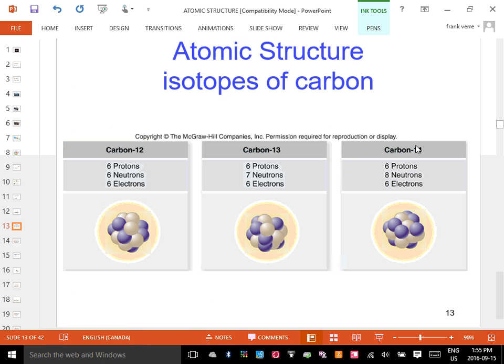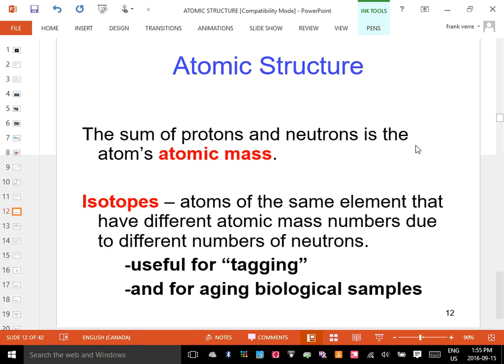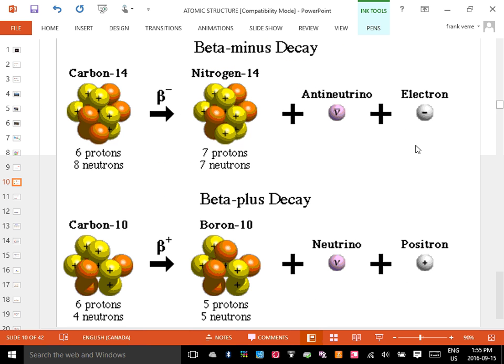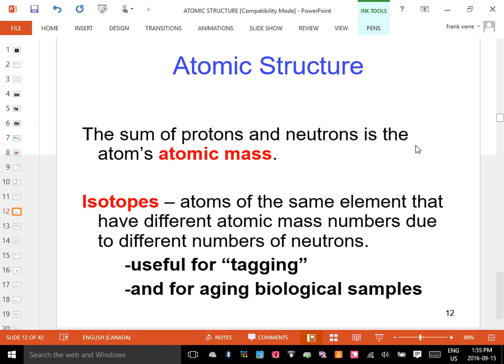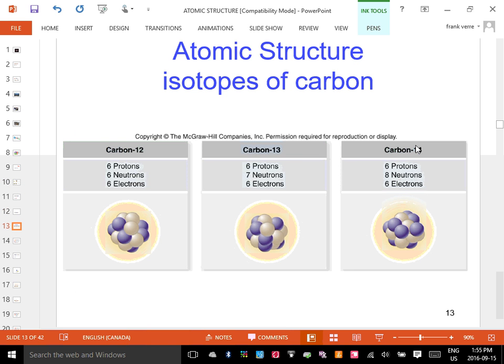Okay? Here are other examples. So here's carbon 12, carbon 13, carbon 14. To be honest, I don't even know if carbon 10 exists. I guess it does. I've never ever heard of it, but I'm sure it exists.